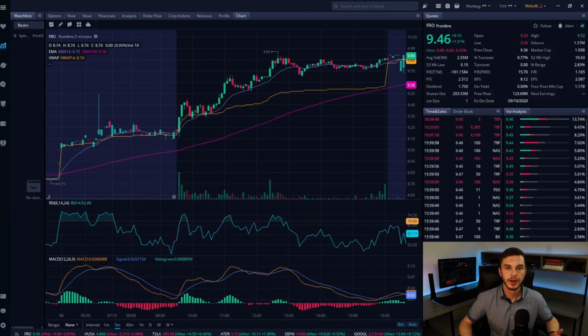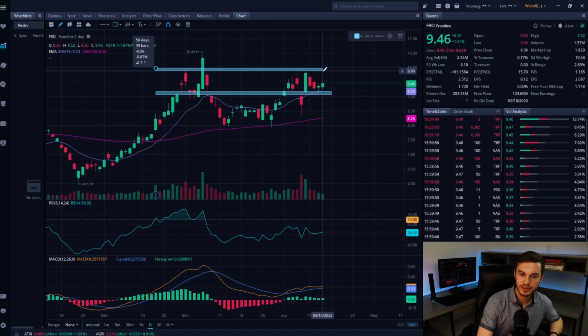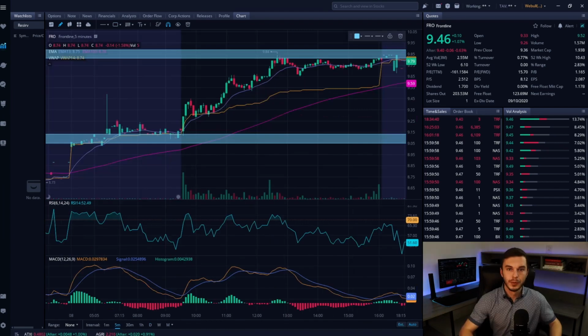All right, so this is what a trade plan might look like in action. Let's just say Frontline came across your scanner in the morning. The first thing I immediately do is pull up the daily chart and look at previous price action. So I can see that there's an area of support right about here and an area of resistance right about here. So when I come back to the 5-minute chart, I can see that unusual volume pushed price action above support with a golden cross on the MACD.